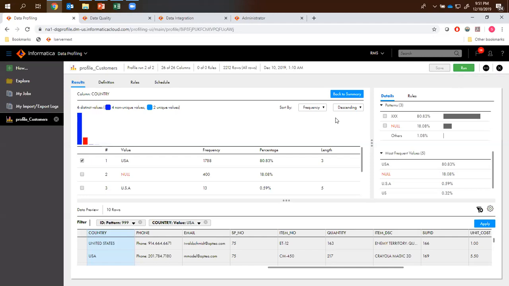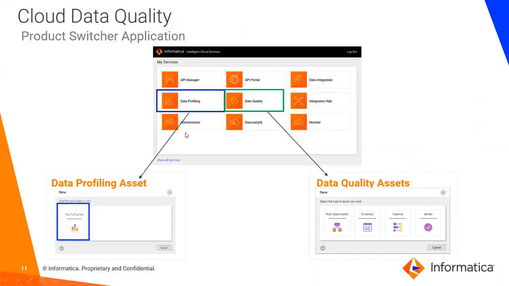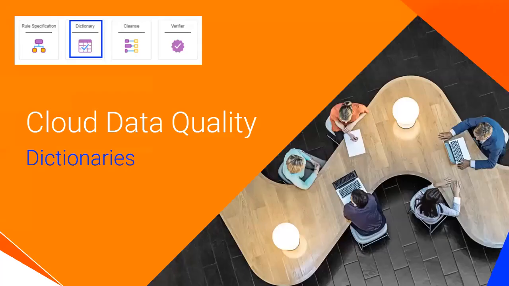Okay, so this is on the profile task. Now let's move back to our slides. We have now completed the data profiling task. Next we will go ahead with the data quality assessment, that is rule specification, dictionary, cleanse, and verifier. We'll get started with the dictionary.